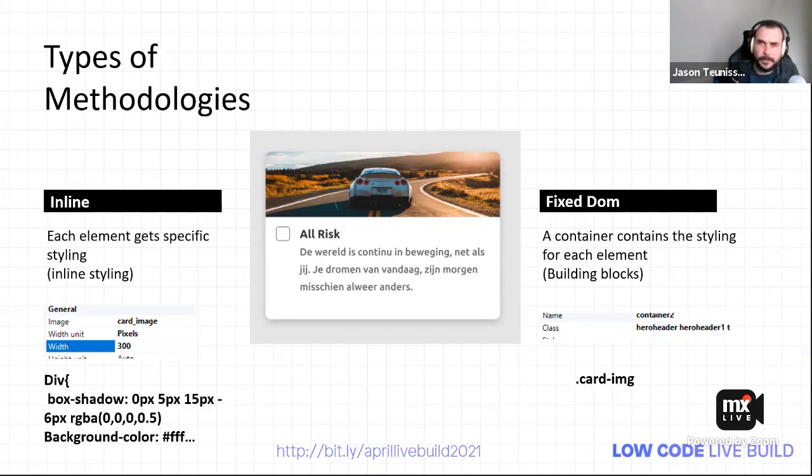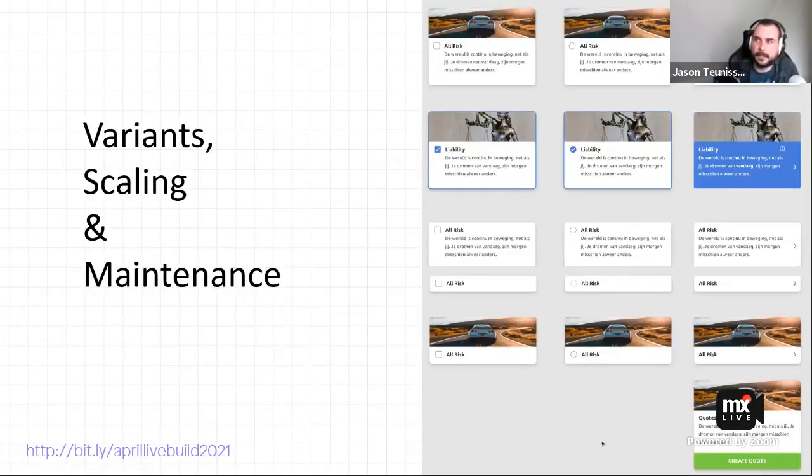So now we're going to look at variance and scaling and maintenance. As you can see, I have my project here. We have all these different kinds of cards. Some of them have checkboxes, some of them have radio buttons. These ones have chevrons. When they have chevrons, they might have a different background when they're selected. They also have them without images. So there's hundreds of different variants we can make. So we need something that scales well and is flexible, but also something that's easy to maintain.